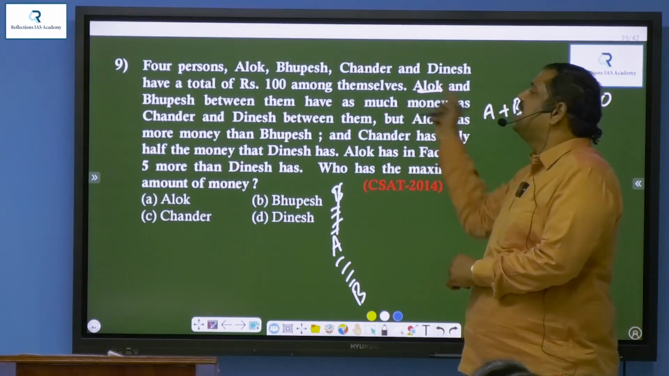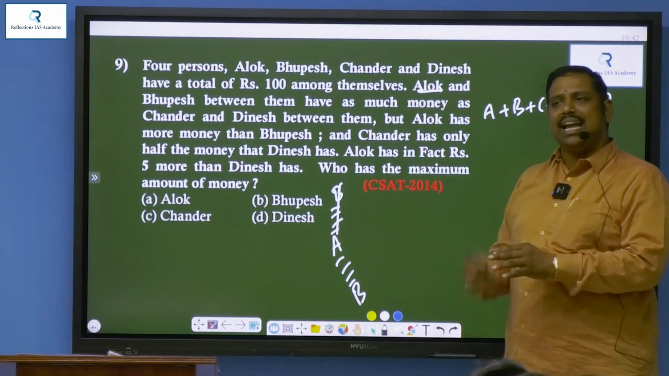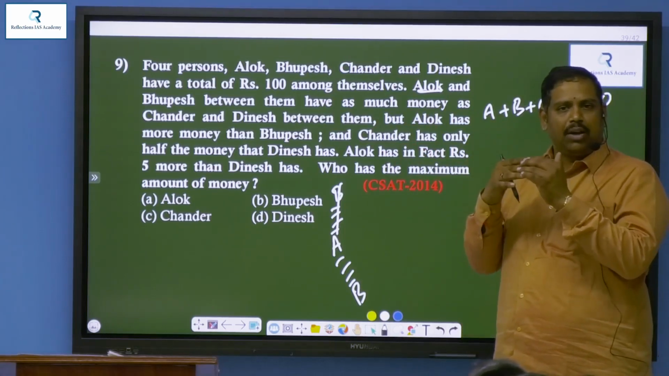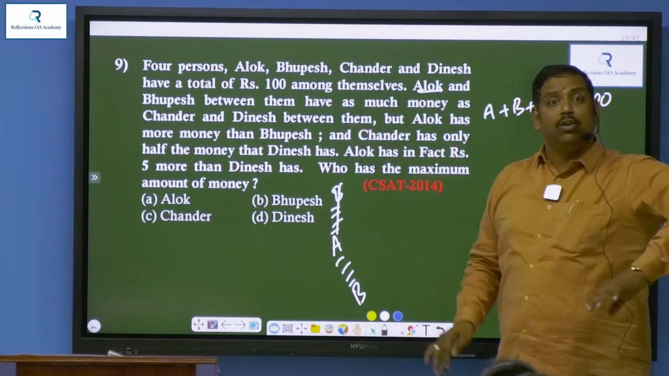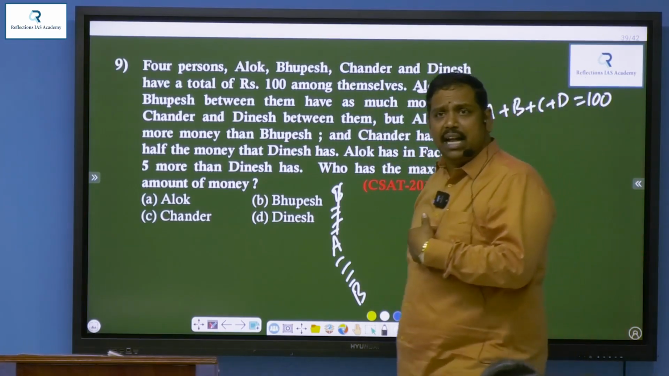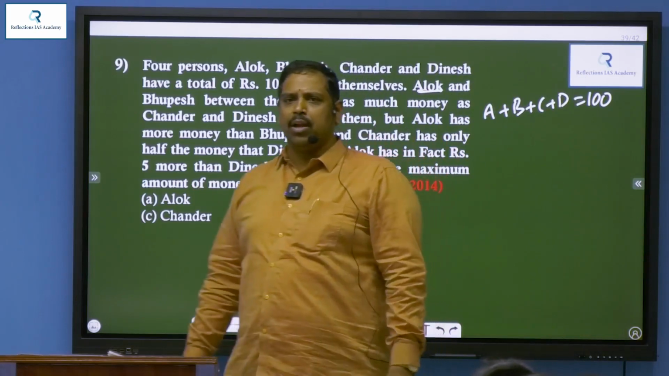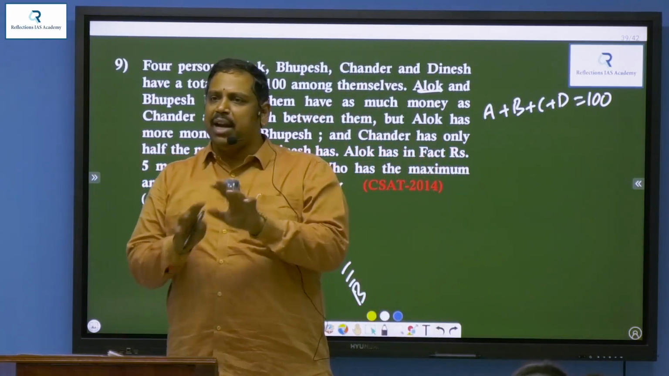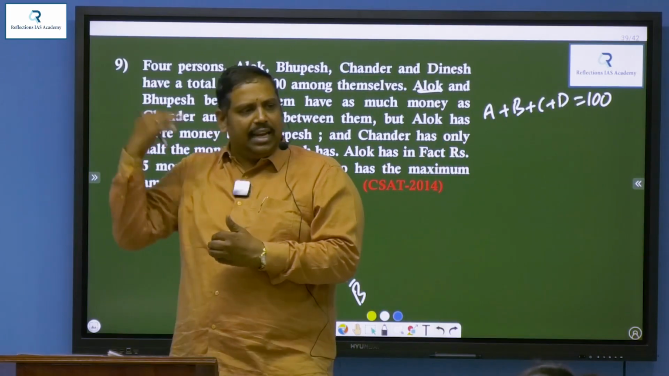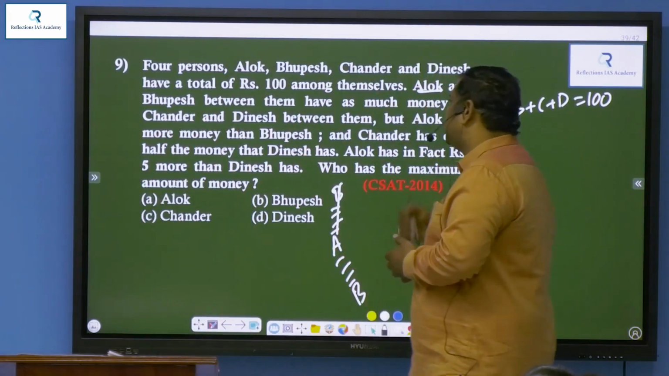Have as much money as Chandra and Dinesh between them. Again, Chandra and Dinesh also between them. So, the difference between A and B, and C and D is the same. But I don't know which is greater. Like if my salary is 10 rupees and his salary is 12 rupees, the difference is 2 rupees. I am unable to say which is greater. In the later statements, he will give that. Okay, we will follow it.